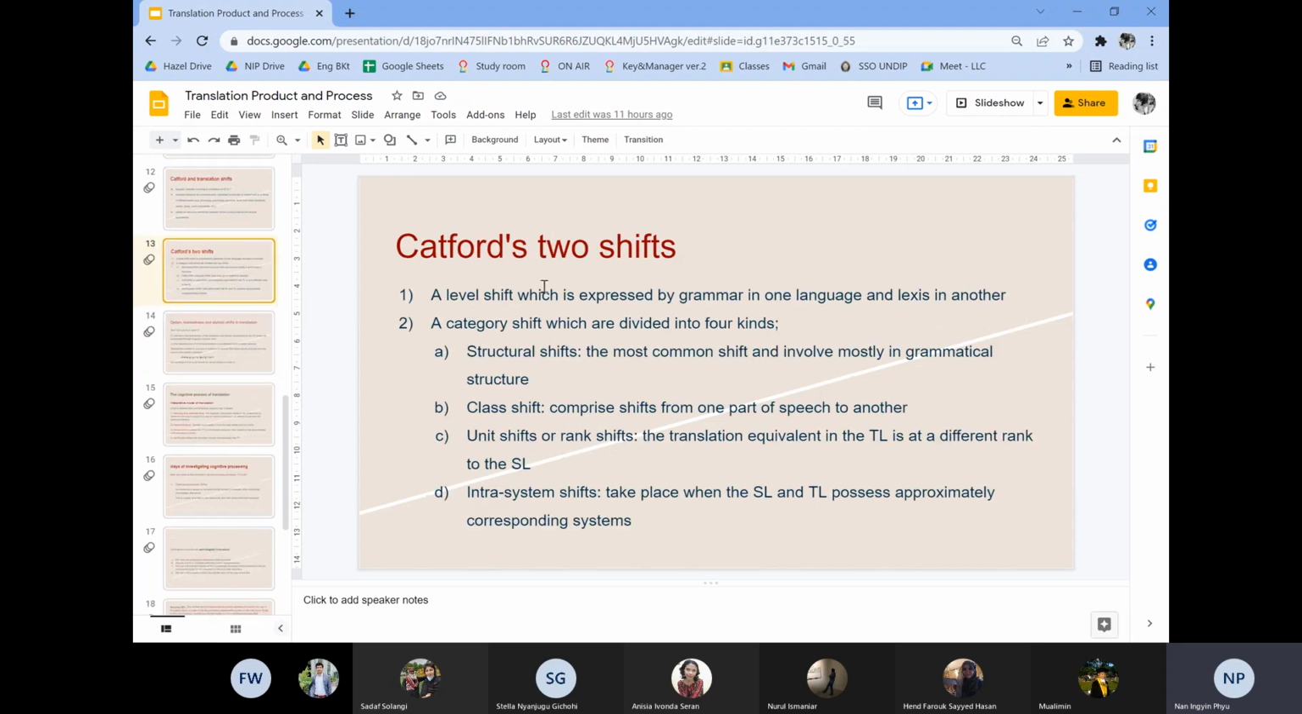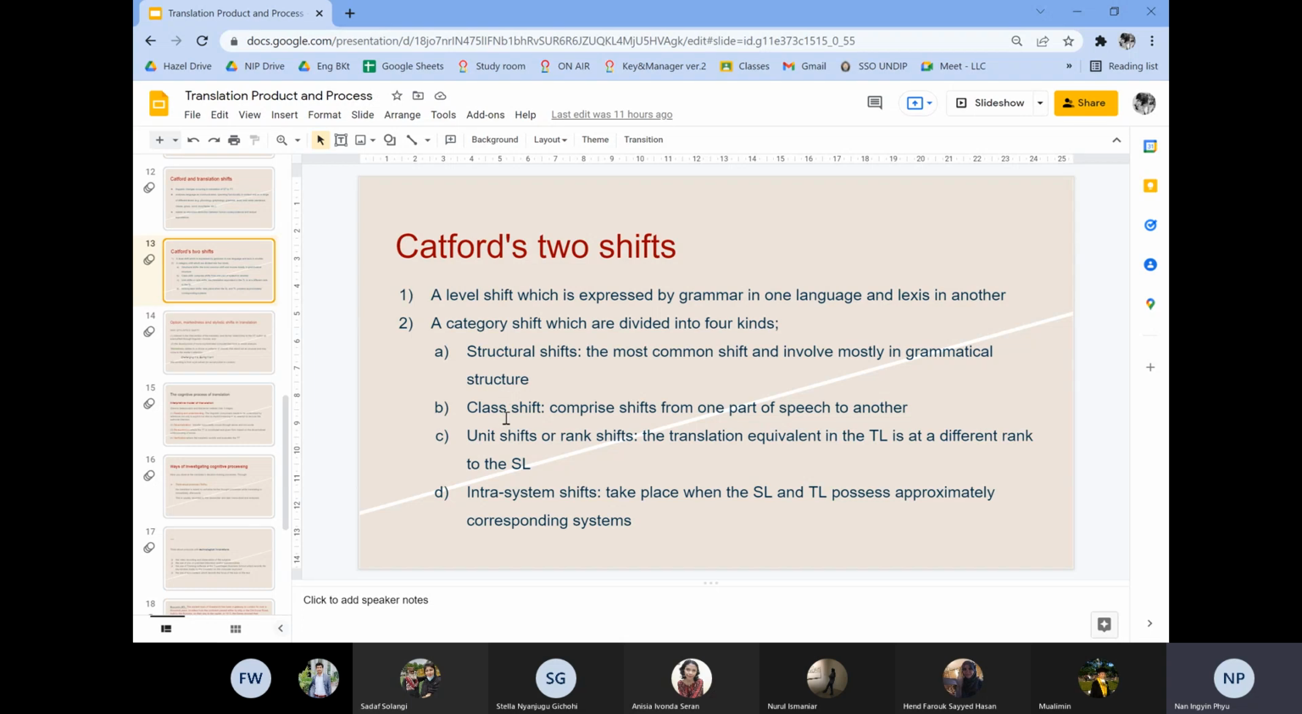So here, let's look at it, there are two different shifts. The very first shift is the level shift. So level shift is like we are based on the grammar in one language and lexis in another. And then the second shift is the category shift. To be able to see a little bit clearer, we take a look at four different kinds. Structural shift. This one is the most common one because they are just changing the structure of the sentence. Of course, we have to change the structure. Every language has a different type of sentence structure.